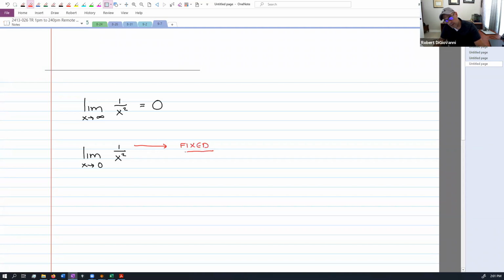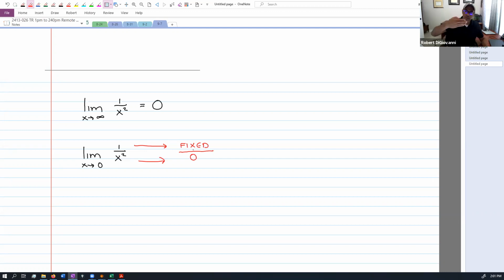But where's the denominator headed? Not infinity, but what? 0, right? So think about what's that going to be. Infinity? Wouldn't that be infinity? It will depend, but generally speaking, you're on the right trail.